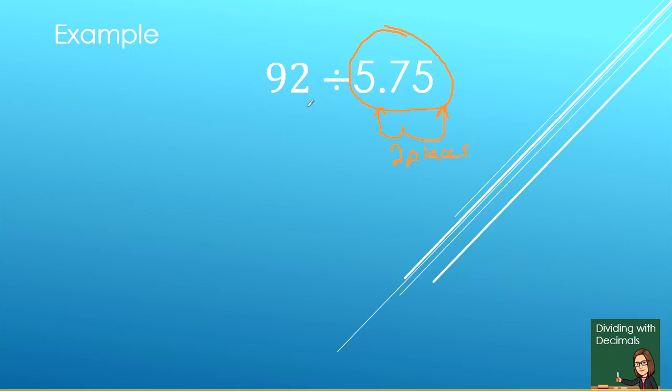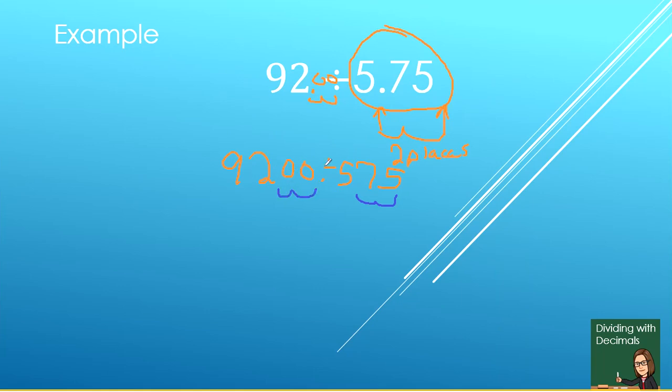Well, oh no, the other one, your decimal is right here. How do I move it 2 places? Well, when you move it 2 places, you have to add 2 zeros. So your answer now is going to be 9,200 divided by 575. So basically what I did is I moved it from here over here, and then here I just added the 2 zeros to get 9,200.